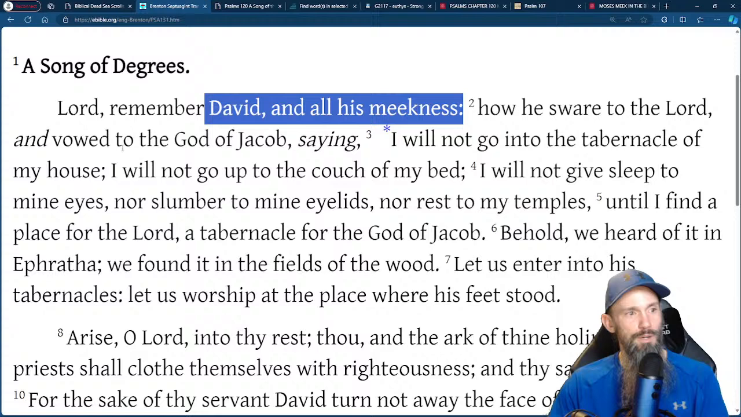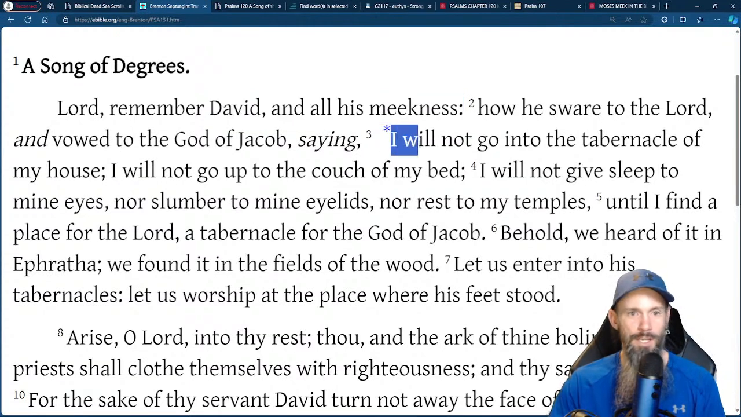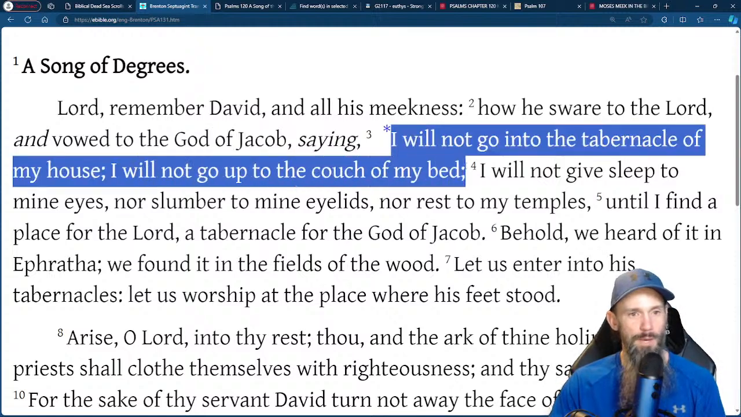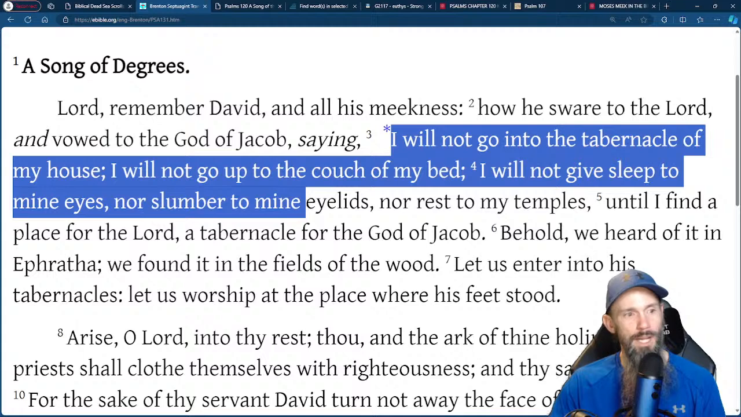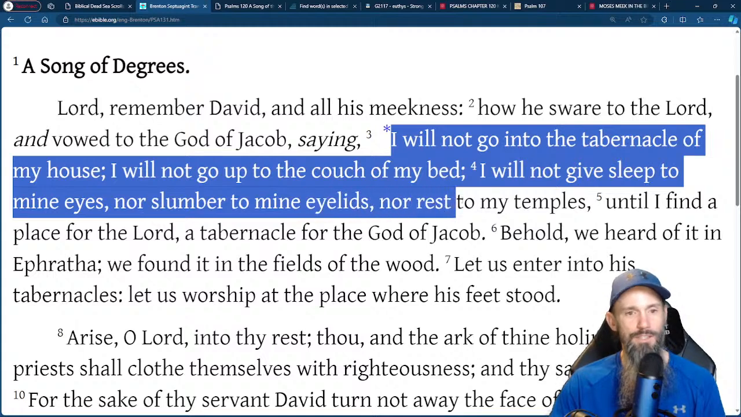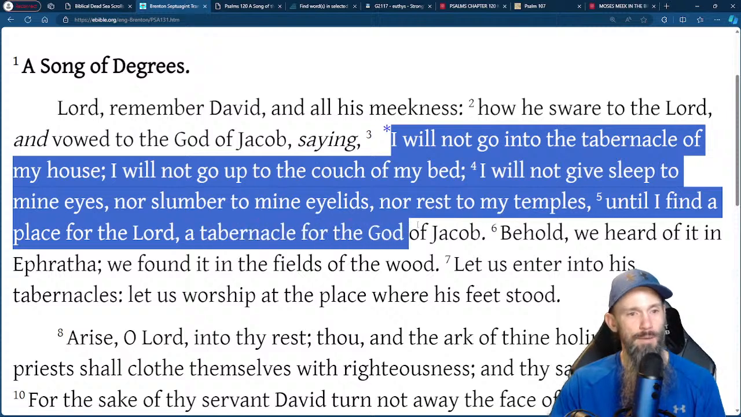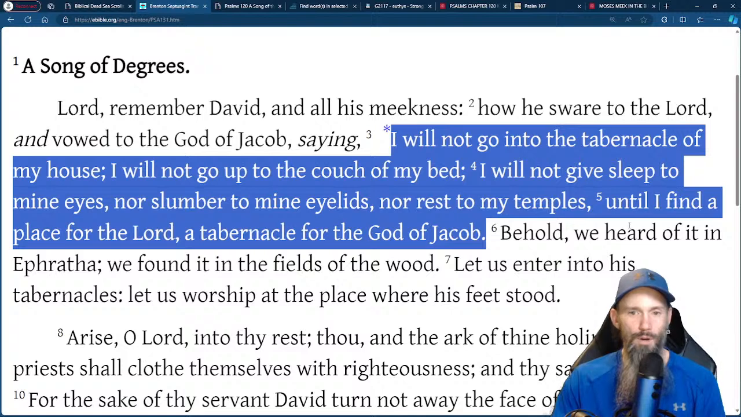How he sware to Yahuwah and vowed to the Elohim of Jacob, saying, so this is what David said, I will not go into the tabernacle of my house. I will not go up to the couch of my bed. I will not give sleep to mine eyes, nor slumber to mine eyelids, nor rest to my temples, until I find a place for Yahuwah, a tabernacle for the Elohim of Jacob. Behold, we heard of it in Ephrathah. We found it in the fields of the wood. Let us enter into his tabernacles. Let us worship at the place where his feet stood.